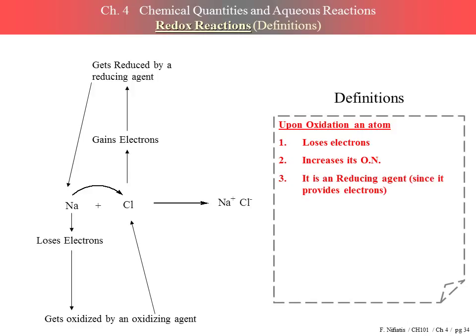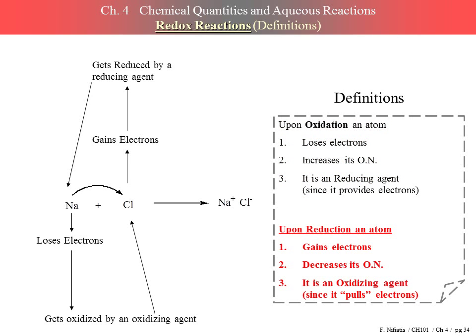Now, a couple of definitions. When we have oxidation, the atom loses 1 or more electrons. The oxidation number goes up, increases, and if it's getting oxidized, it's a reducing agent. The other atom will get reduced, so the original is a reducing agent. If we have reduction, then the atom gains 1 or more electrons, the oxidation number decreases, and the molecule is an oxidizing agent.